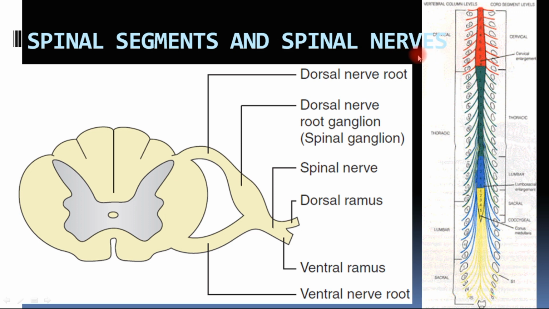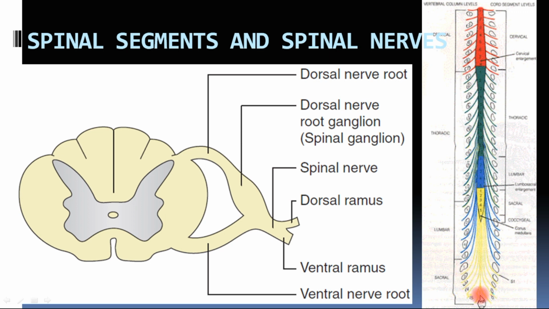Now what are the spinal segments? As you can see, the spinal cord is made up of various segments. It is made up of 31 segments. That is, there are 8 cervical segments, 12 thoracic segments, 5 lumbar segments, 5 sacral segments and 1 coccygeal segment. But these segments do not correspond with the vertebrae of the spinal column.